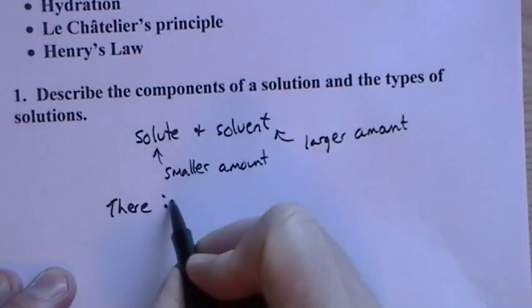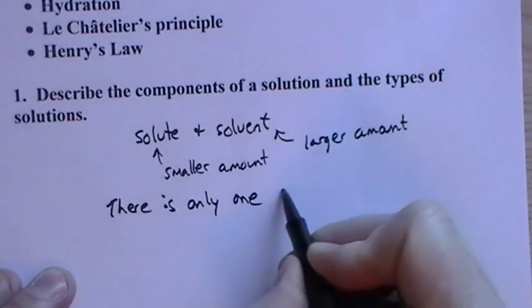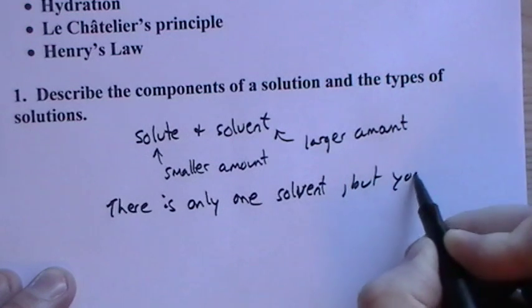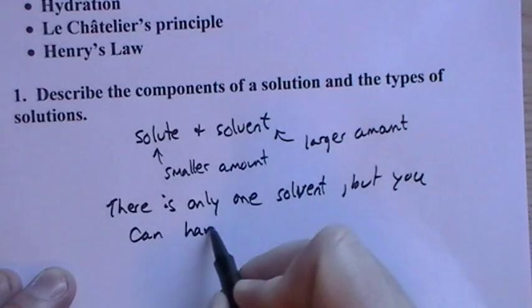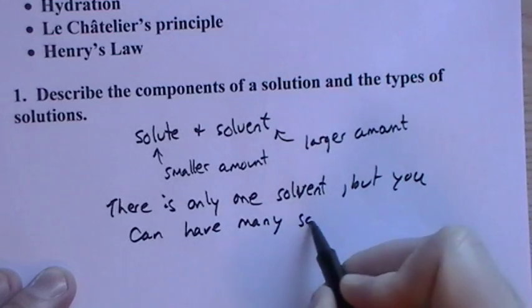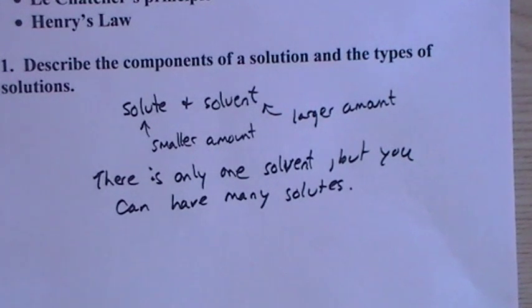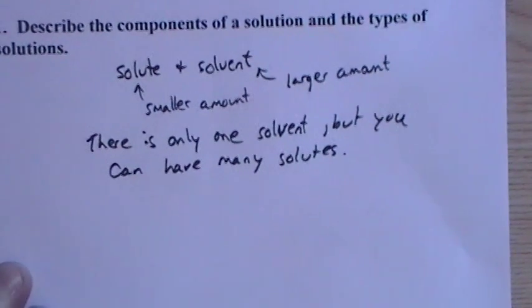There is only one solvent, but you can have many solutes. And that definitely makes sense. If you take a sample of lake water and you filter out all of the larger organisms that aren't dissolved in there, if you looked at what was dissolved, you might end up finding dozens or even hundreds of things dissolved in the water, but it's just water as the solvent. So you've got to make sure that you know the difference between the two.